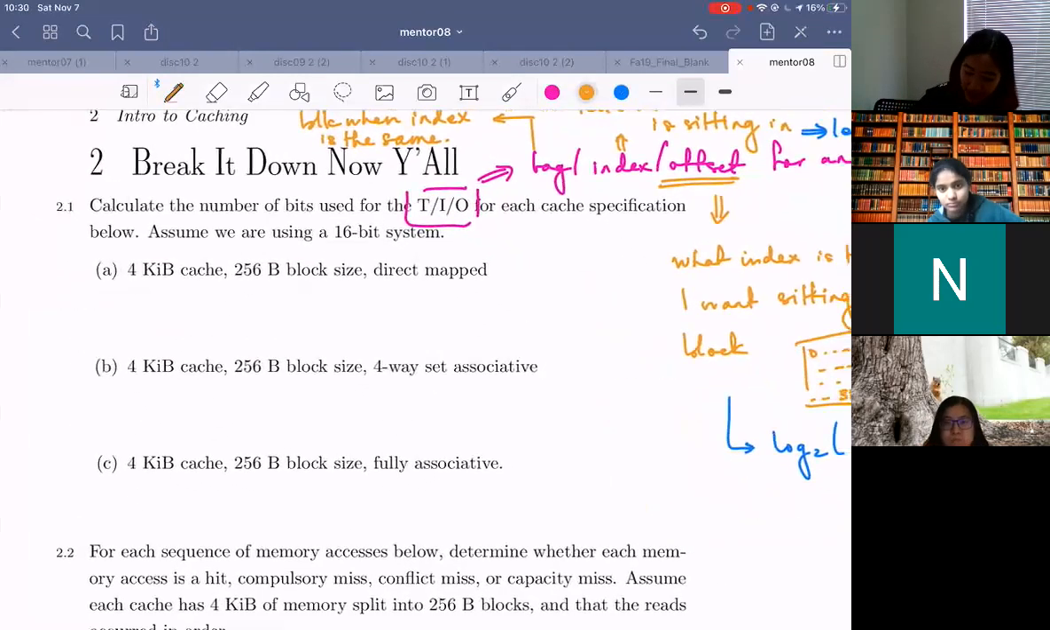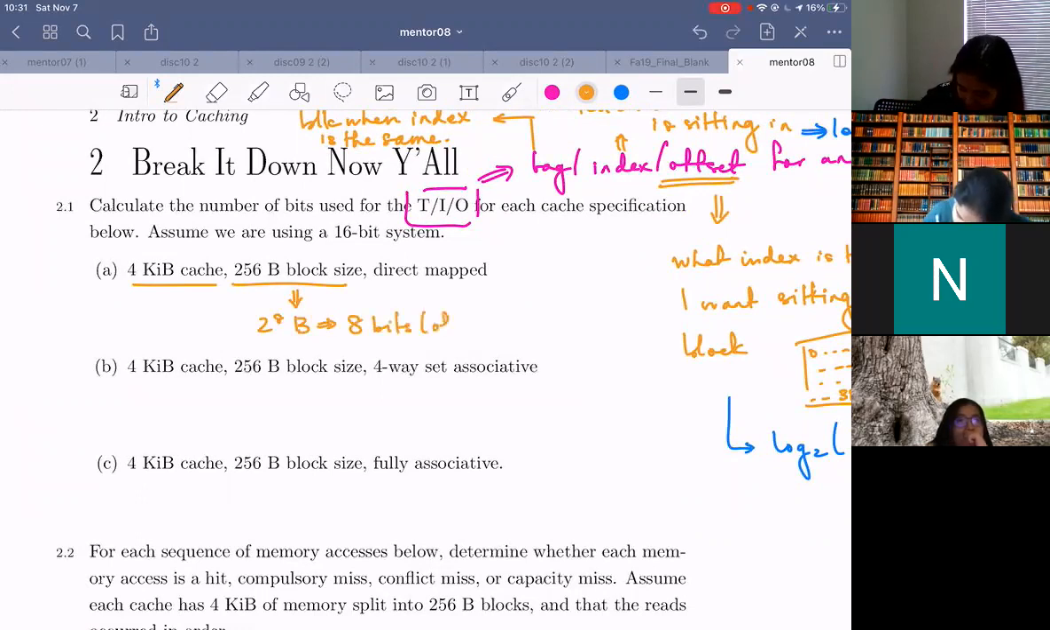To figure this out, say we have a 4 KB cache, 256 byte block size, and direct mapped. If our block size is 256, that means we need 8. This is 2 to the 8 bytes. So we need 8 bits to represent the offset. So this is for the offset.